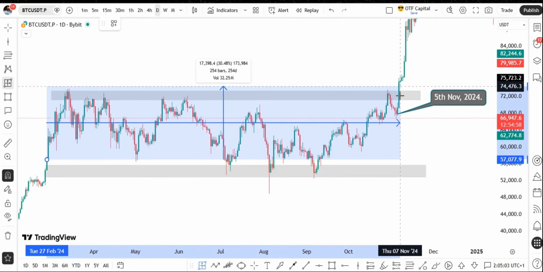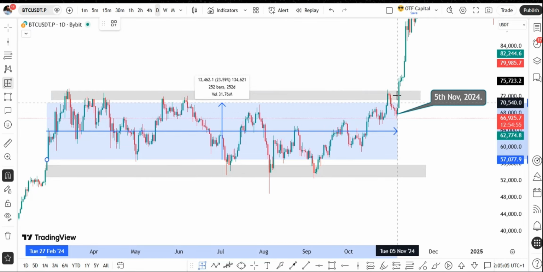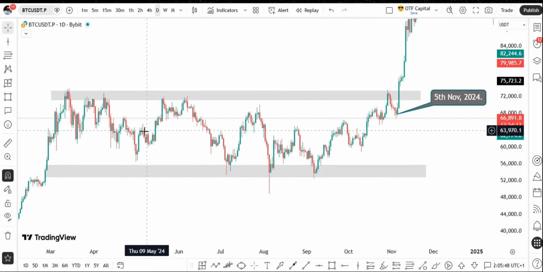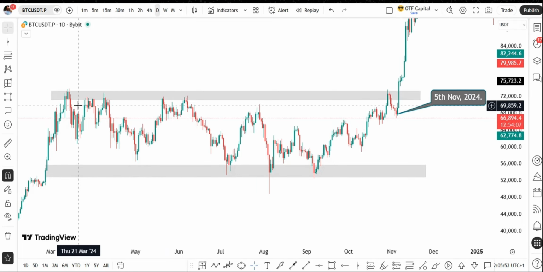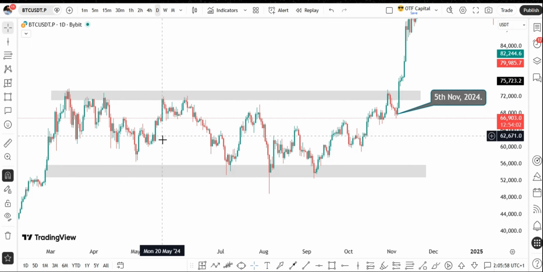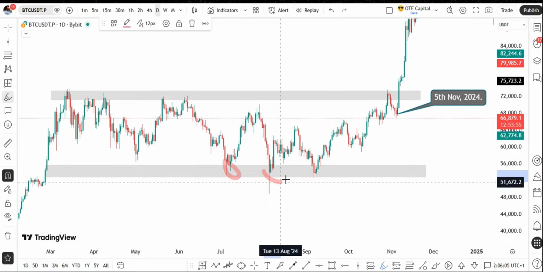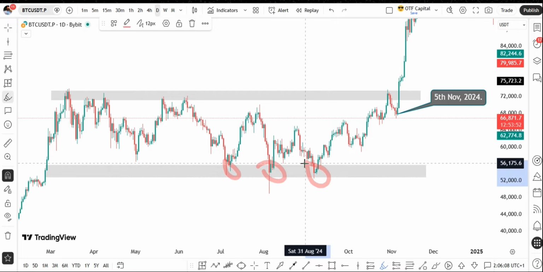Let's check the days. How many days of price consolidation were there? Almost 252 days of price consolidation. This is February to November. After a period of long price consolidation, as you can see, price is rejecting. There were multiple touches on the resistance zone, even on the support area, to show you whether the buyers or the sellers are in control.